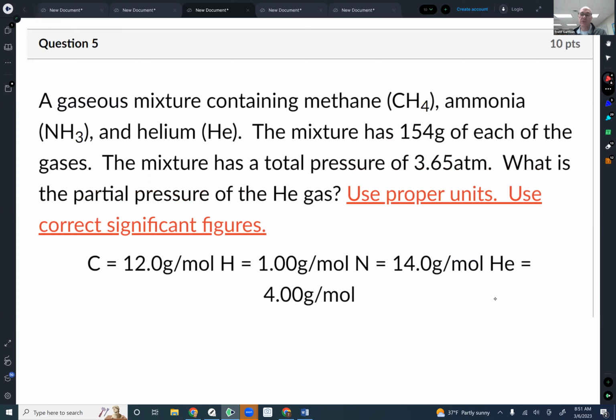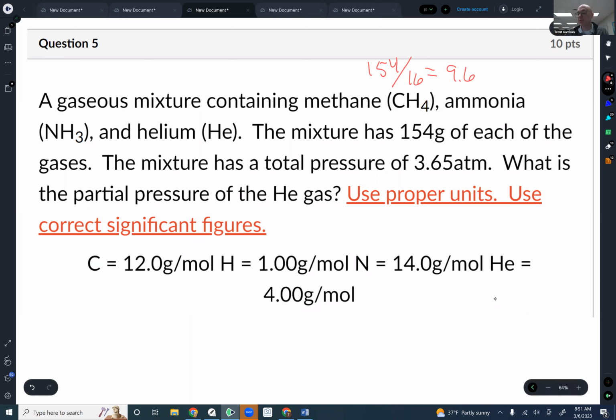A mixture has 154 of each of these gases, with a total pressure of 3.65 atmospheres. What is the partial pressure? Okay, so we have to figure out what their mole ratio is. So this is Avogadro's law. I've got 154 of ammonia, so 154 divided by the molar mass tells me the number of moles.